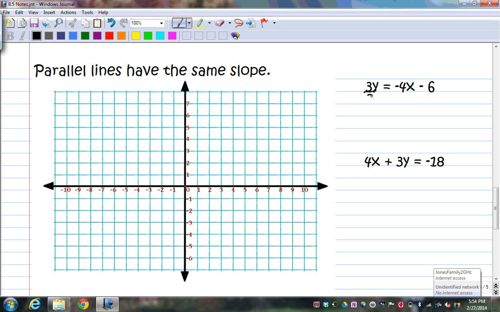Okay, for this first one, you divide by 3 on all terms, and y is equal to negative 4/3 x minus 2. Now that's the same thing as plus a negative 2, so let me write it that way, plus a negative 2. So in other words, this line is going to go through negative 2, and I am going to go up on this one. So I'm going to go up 4, left 3, up 4, left 3, up 4, and left 3, and there is my first line.